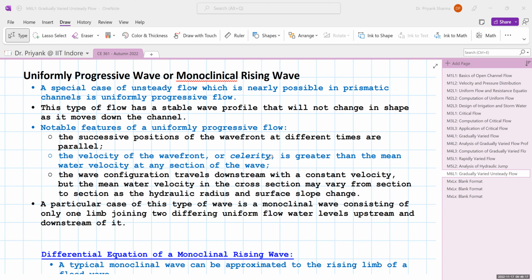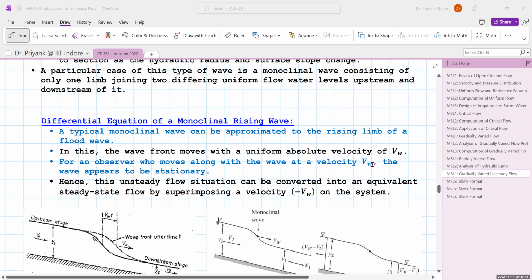A particular case of this type of wave is called a monoclinical wave, which consists of only one limb that joins the two different portions of the uniform flow water levels, that is, upstream and downstream of it. So these two portions are joined and that particular wave is called a monoclinical wave. With this we derive the differential equation of a monoclinical wave. A typical monoclinical wave can be approximated as the rising limb of a flood wave.